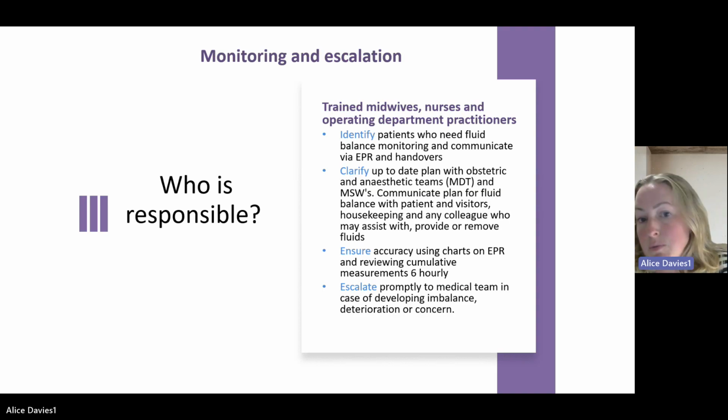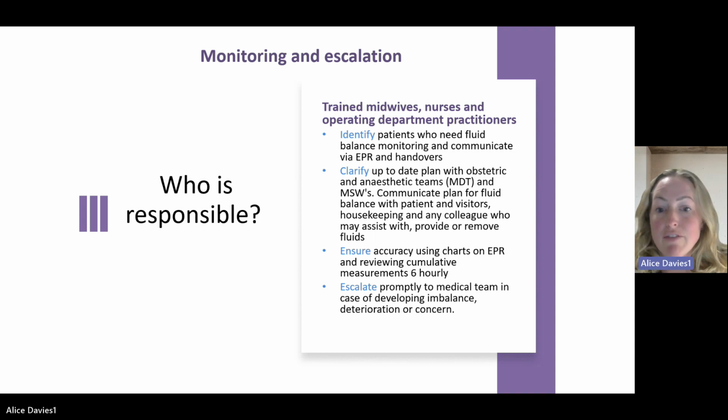So who is responsible? It's important here to highlight the importance of monitoring and escalation. If we think about our trained staff, we've got trained midwives, nurses and operating department practitioners, ODPs, who are going to be working across the multidisciplinary team, but particularly with our women. Their role is to identify patients who need fluid balance monitoring and communicate via the EPR, so that's our BadgerNet tool currently, and handovers. Clarify the up-to-date plan with the obstetric and anaesthetic teams and with our support workers.